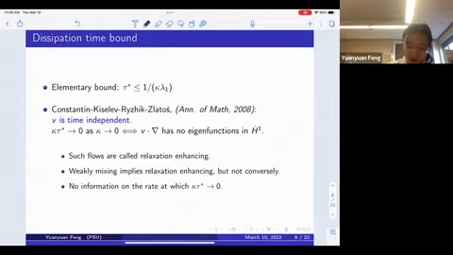And of course, weakly mixing implies relaxation enhancing, but not conversely. For this result, they didn't give any information on the rate at which kappa times tau star goes to 0. That's to say, tau star is of order little o of 1 over kappa, right? So for us, we want to give a rate at which this convergence happens. To do that, we first want to introduce the mixing rate.